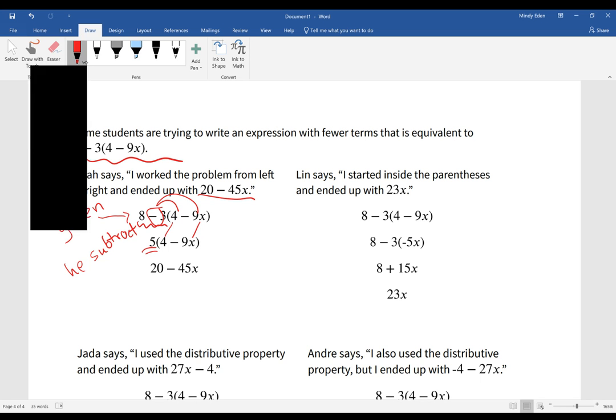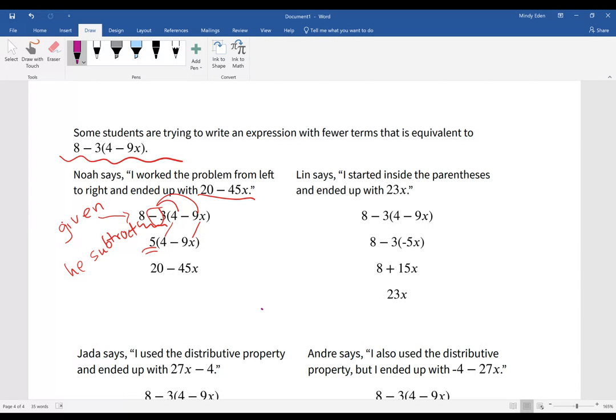So let's look at Lynn. Lynn says she started with the same problem. That's fine. So I know the 8 is the same, the 3 is the same. And she said, oh, I know I'm supposed to do parentheses first, so I did 4 minus 9 is negative 5, right? Wrong. Remember, a number and a letter cannot really subtract from each other. So 4 minus 9x is not negative 5x. You're not allowed to do that. So Lynn subtracted incorrectly.